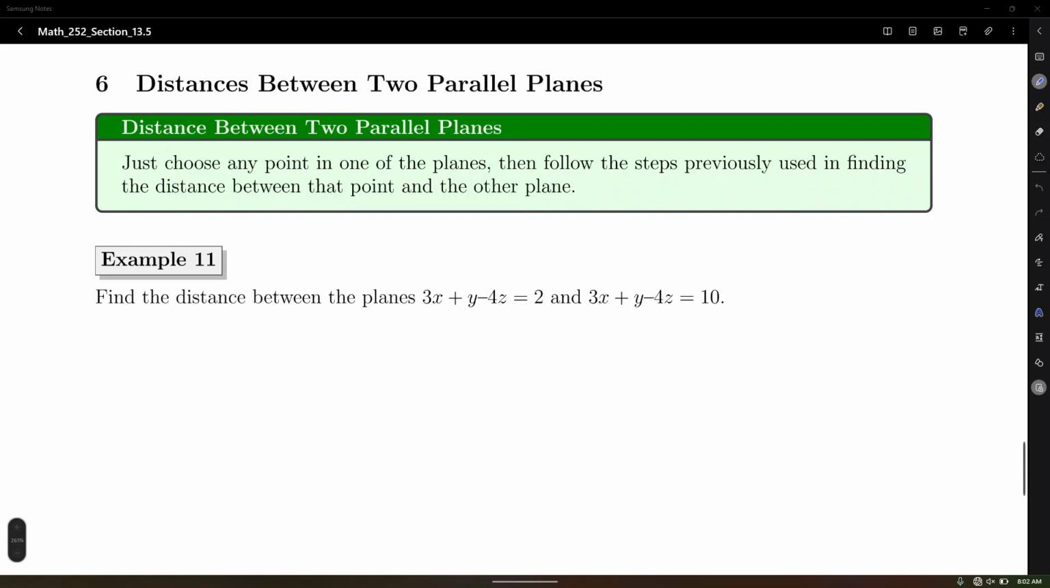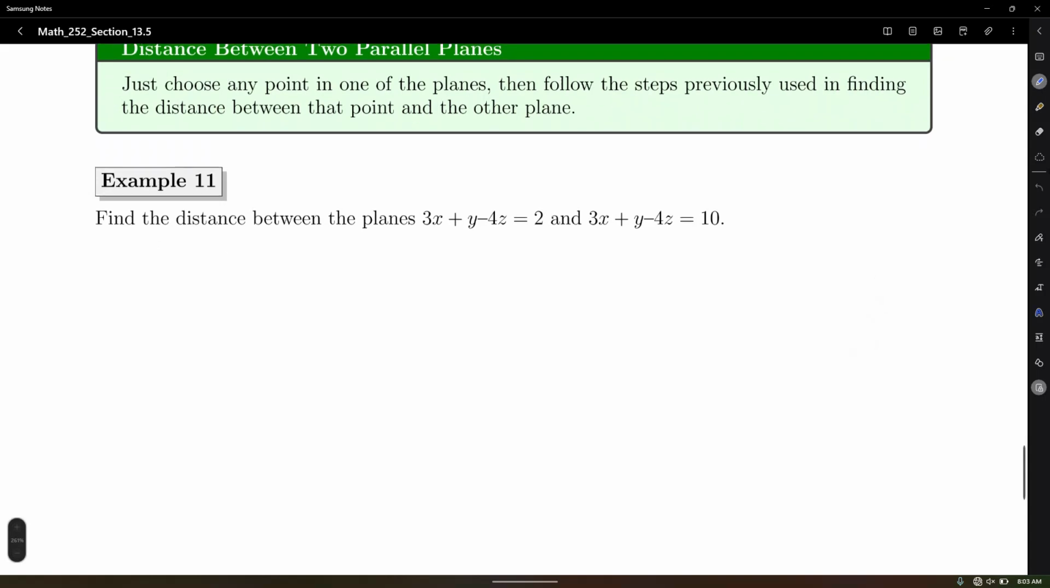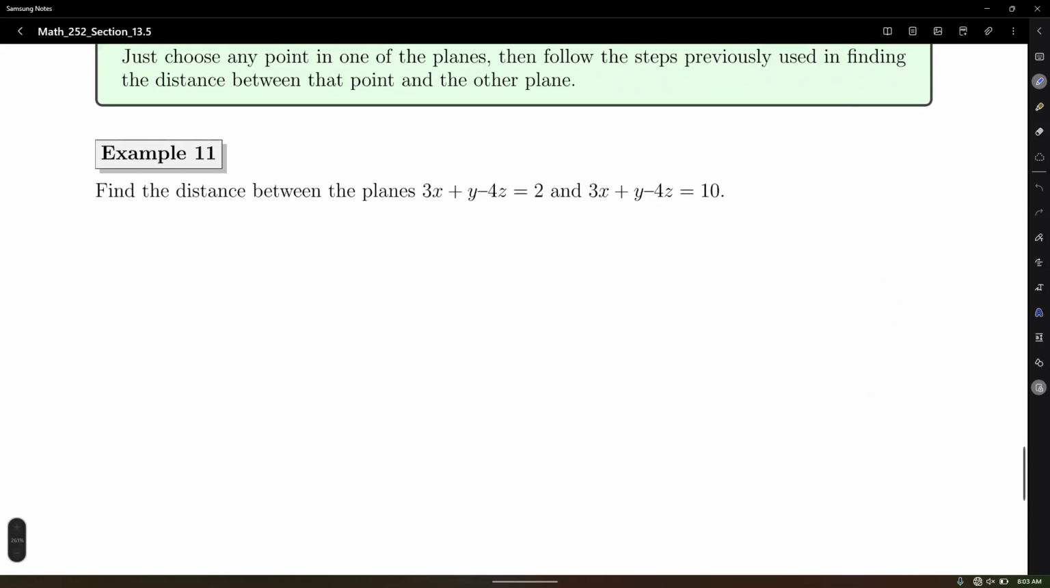Going to be the distance between two parallel planes. All right. So the problem will be very similar to what we did last time. But in this case, rather than finding the distance from a point to a plane, it is going to be between two parallel planes. Well, number one, how do we know two planes are parallel?